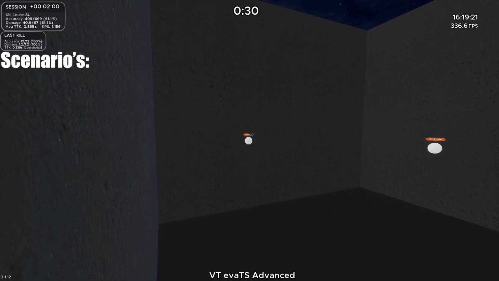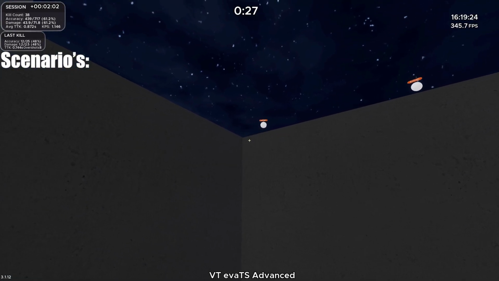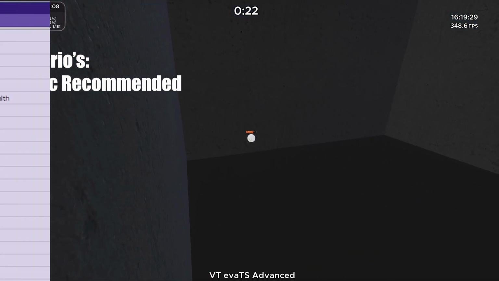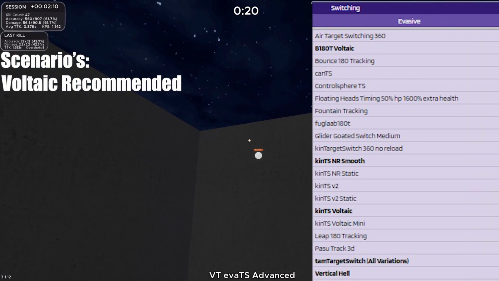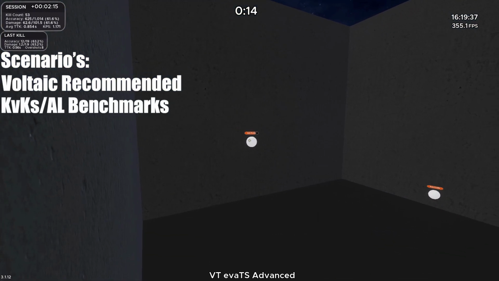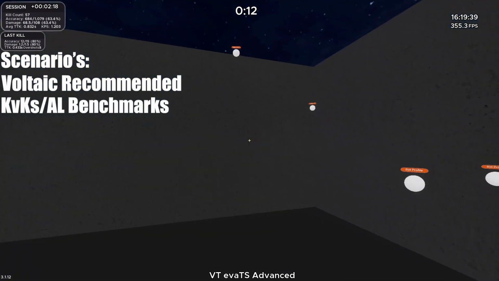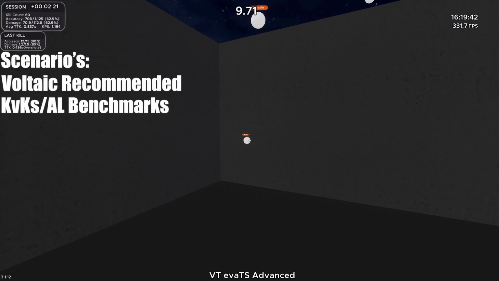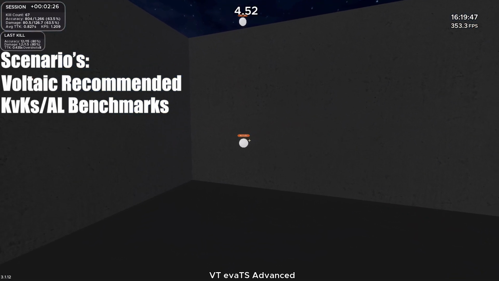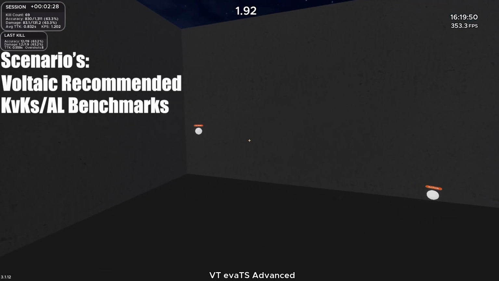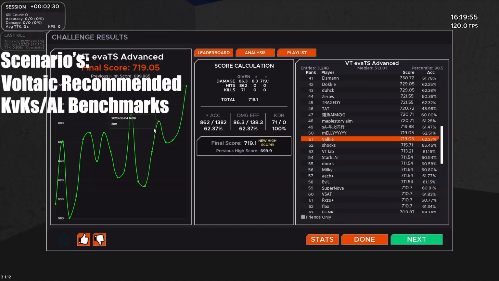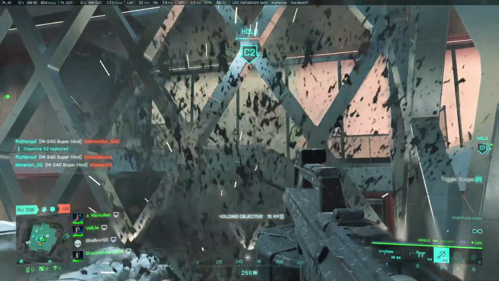So what are the scenarios that I would recommend? Once again, I will link the spreadsheet of the Voltaic Recommended scenarios for evasive target switching. Besides that, I would recommend playing the scenarios in the KovaaKs or AimLab benchmarks respectively. Start with the ones that are on your own level. You know yourself if you're a novice, intermediate, or advanced player. Do not try to cheat your way by doing the more difficult scenarios, as this may be too difficult for you, and it can build bad habits.